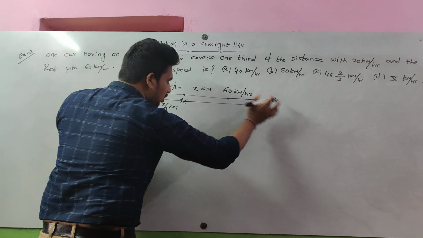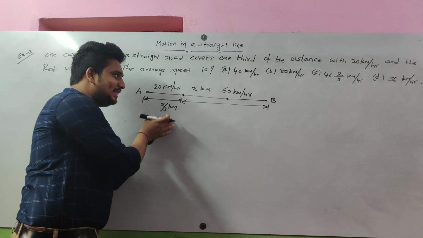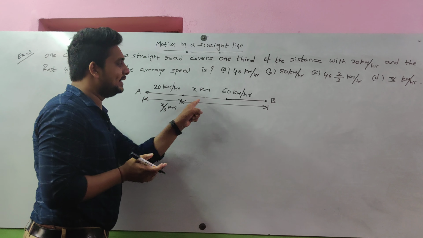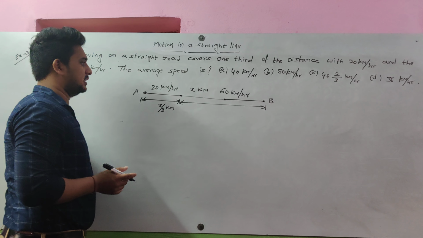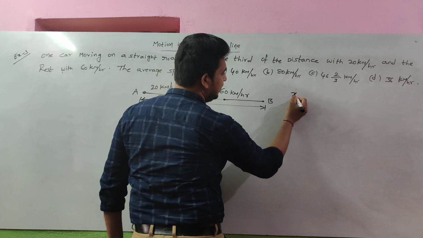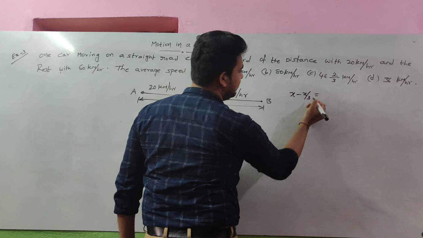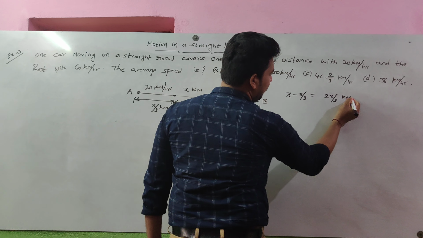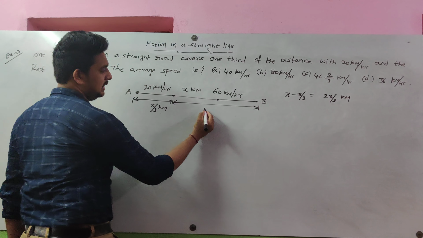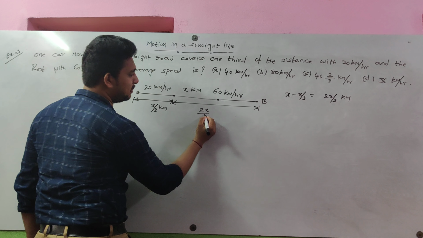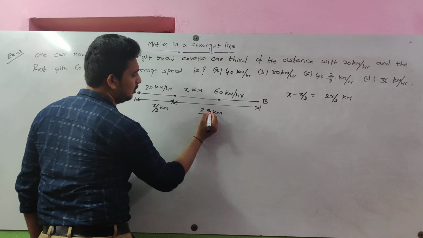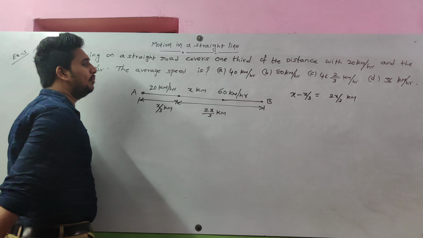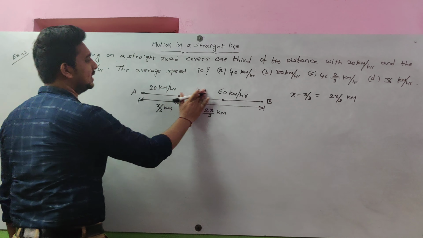Total distance is x kilometers. This x by 3 kilometers is covered at 20 kilometers per hour. The remaining distance is covered at 60 kilometers per hour. The remaining distance is x minus x by 3, which is equal to (3x minus x) by 3, that is 2x by 3 kilometers. This 2x by 3 kilometers is covered at 60 kilometers per hour.